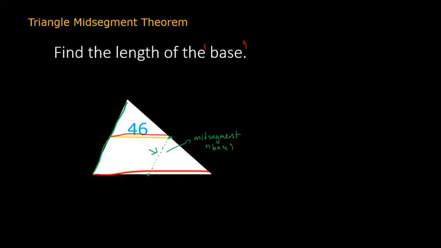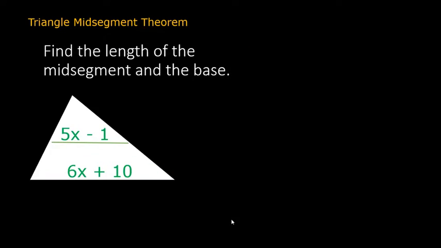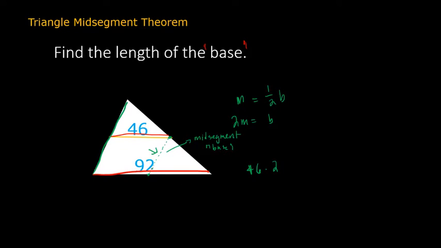So anyway, if I know that my midsegment is a certain measure, then I know that it is equal to half the base, and I know that if I multiply the midsegment by 2, that would equal the base, okay? So if I take 46 and I multiply by 2, that tells me that the measure of the base is 92 units.